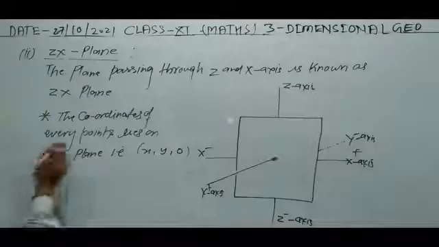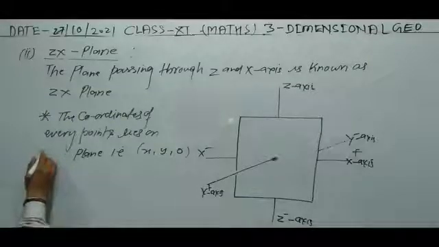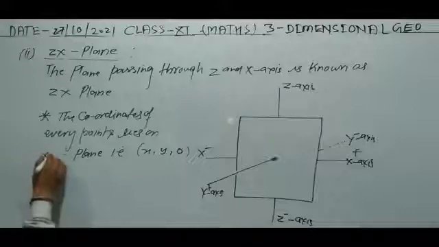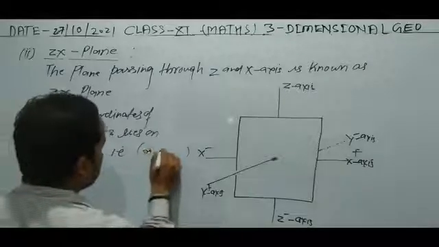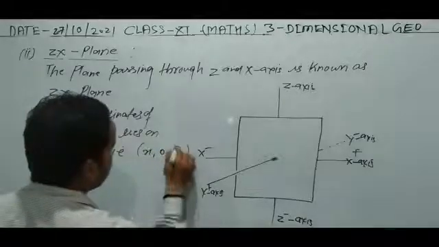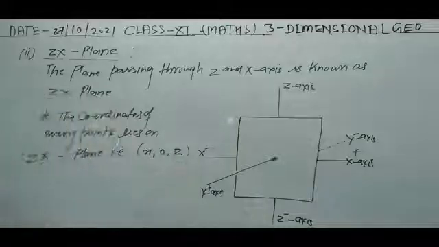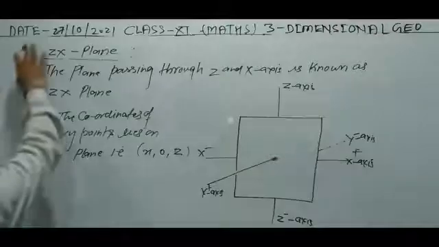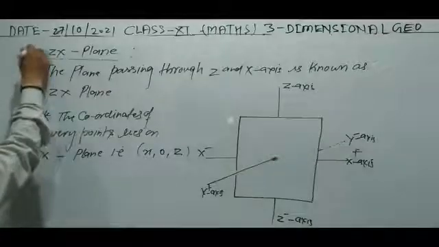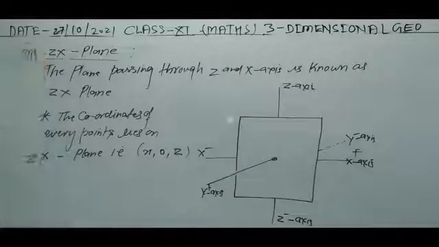The coordinates of every point lying on the zx plane we can write as x comma 0 comma z. Now the planes are totally completed. This is the third point, I have completed.